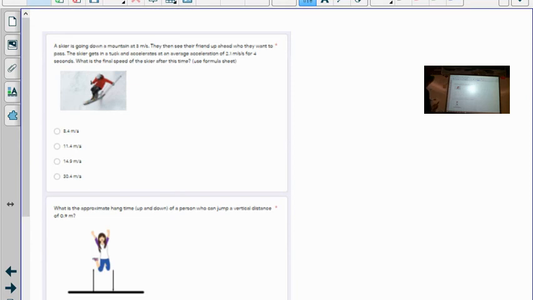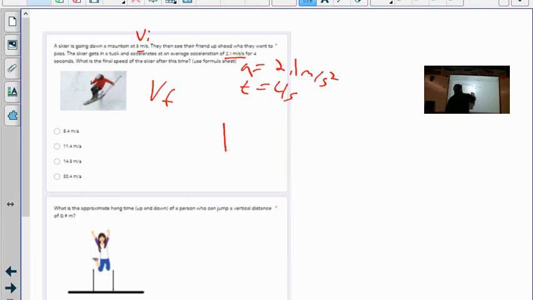Here we've got a skier going down. The skier is traveling at 3 meters per second. Then they see their friend ahead. They want to pass. The skier gets in a tuck to accelerate. Accelerates at 2.1 meters per second squared, and does so for 4 seconds. T equals 4 seconds. And then you're trying to find his final velocity. How fast was he going?